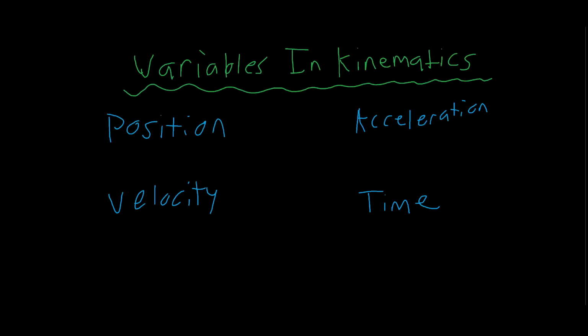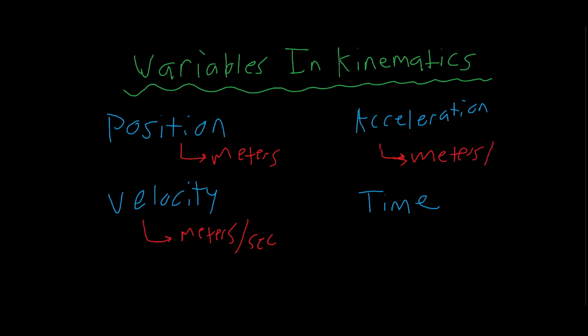Alright, so now going over the variables in kinematics, we have position, velocity, acceleration, and time. Position is expressed in meters. Velocity is expressed in meters per second. Acceleration is expressed in meters per second squared, and time is simply expressed in seconds.